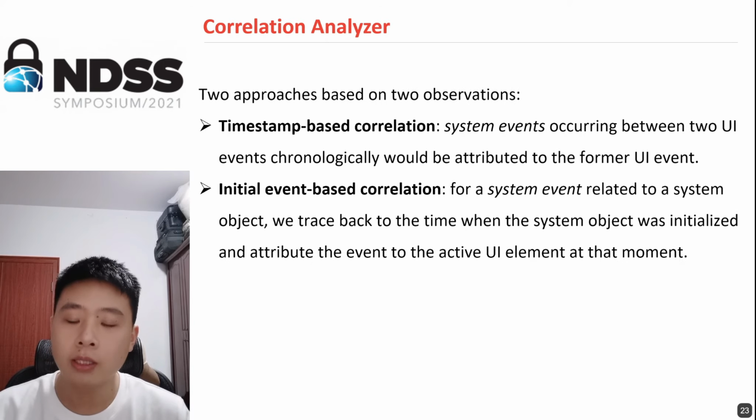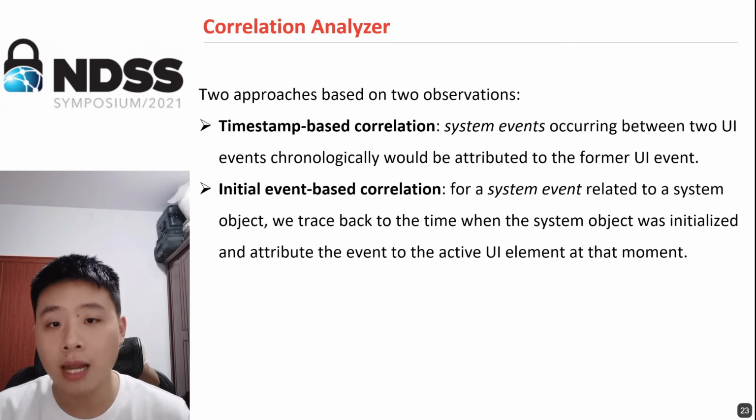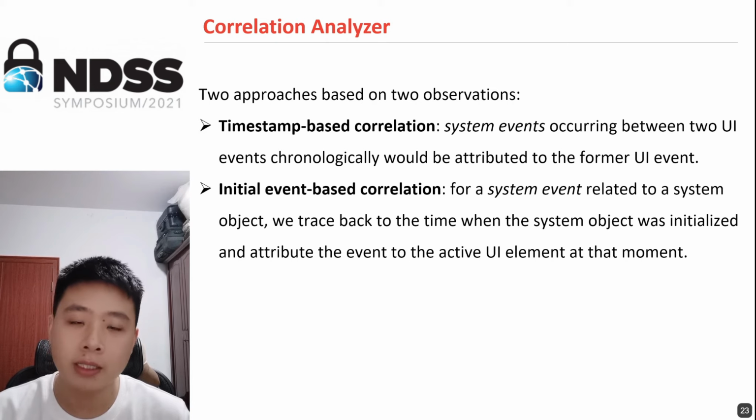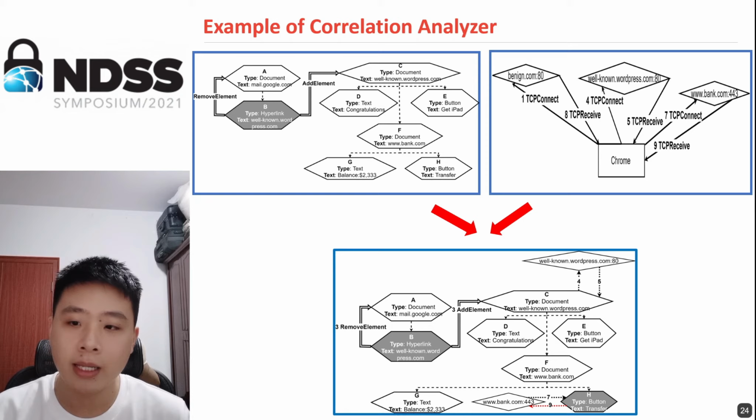Based on the two observations, we build two approaches. First, timestamp-based correlation. System events occurring between two UI events chronologically would be attributed to the former one. Second, initial event-based correlation. For a system event related to a system object, we will first trace back to the time when the system object was initialized and then perform timestamp-based correlation again. With such correlation techniques, we can merge the two graphs and get the final dependency graph we mentioned before.